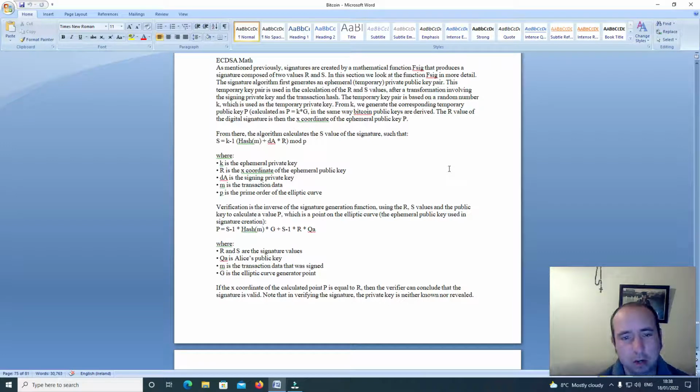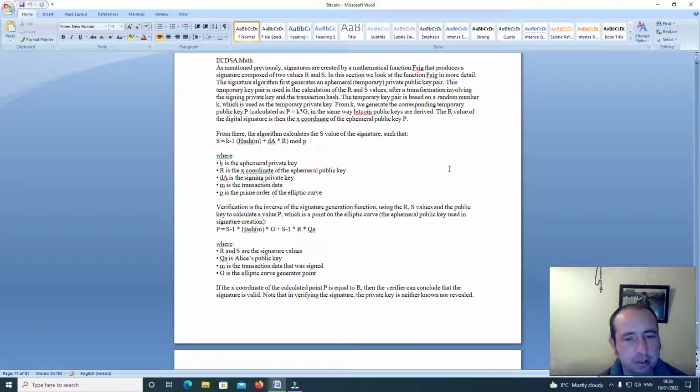The R value of the digital signature is then the X coordinate of the ephemeral public key P. From there, the algorithm calculates the S value of the signature such that S equals K^-1 (Hash(M) + Da * R) mod p, where K is the ephemeral key, R is the X coordinate of the ephemeral public key, Da is the signing private key, M is the transaction data, and p is the prime number of the elliptic curve.